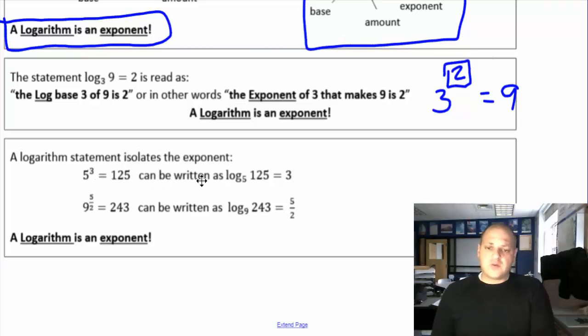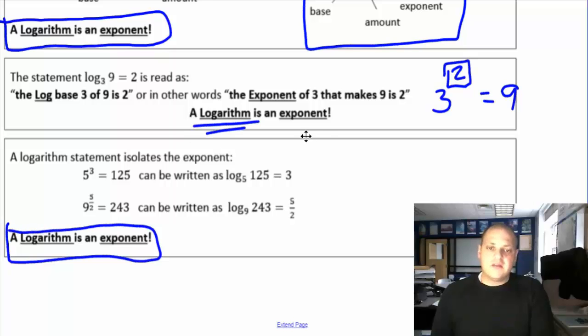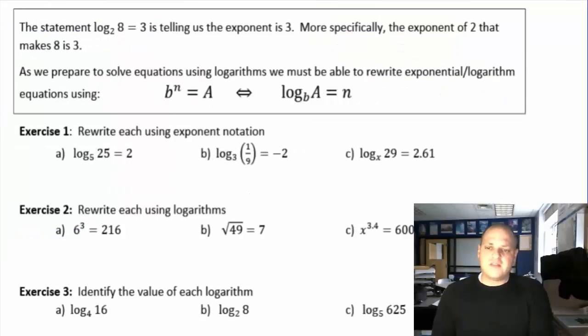5 to the third equals 125 can be written log base 5 of 125 equals 3. 9 to the 5 halves equals 243 can be written log base 9 of 243 equals 5 halves. It's all the same thing. This is 5 to the third equals 125. A logarithm is an exponent. Okay? It's an unknown exponent. So if you're finding the exponent, you're going to be using logarithms. And we're going to get into a ton of practice on this now.